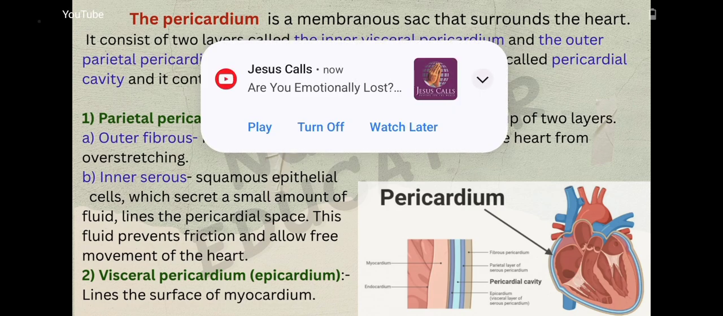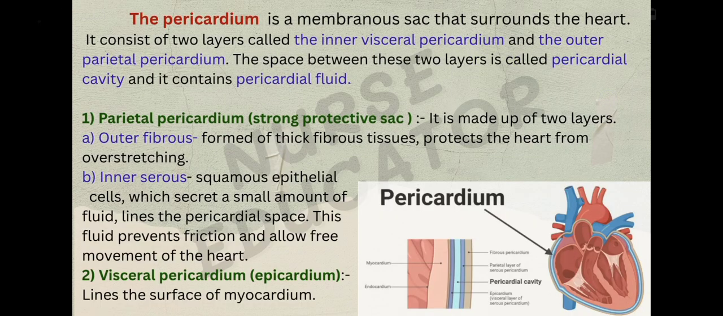The next layer is the visceral pericardium. We'll also call it the epicardium. It lines the surface of the myocardium. The myocardium is the second layer of the heart.